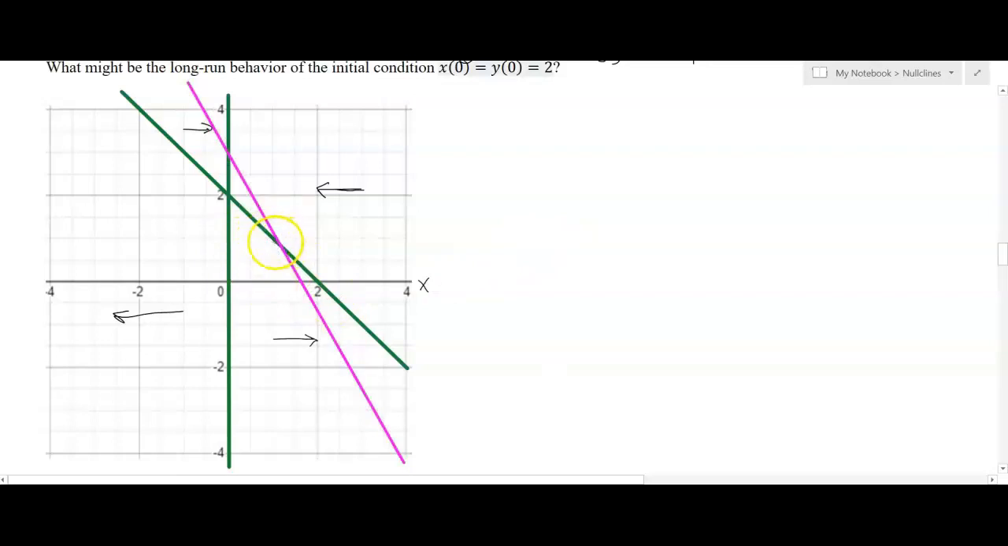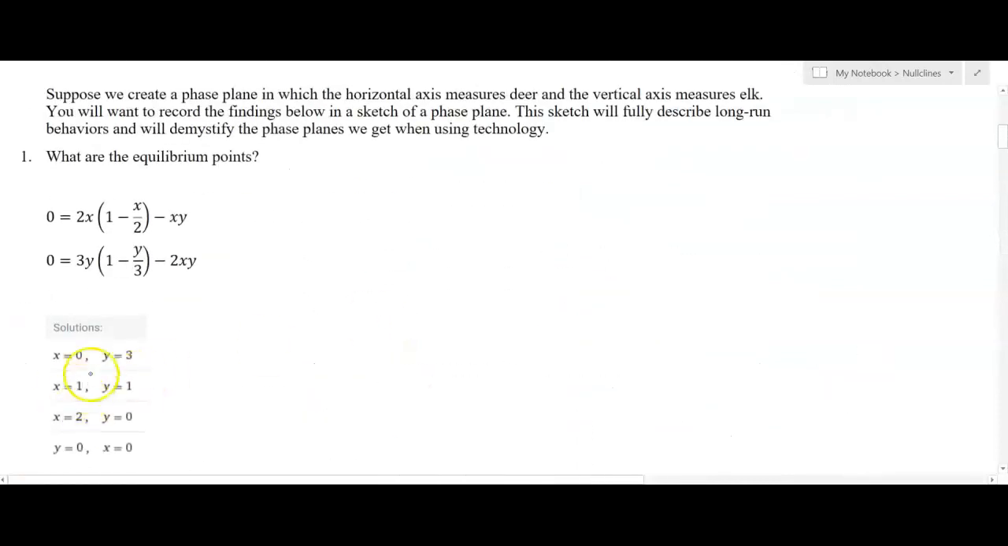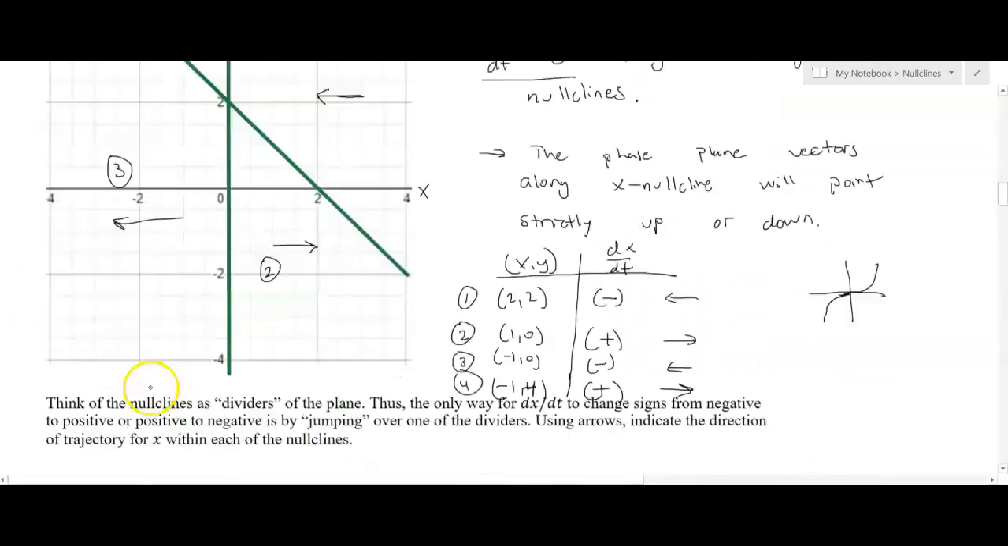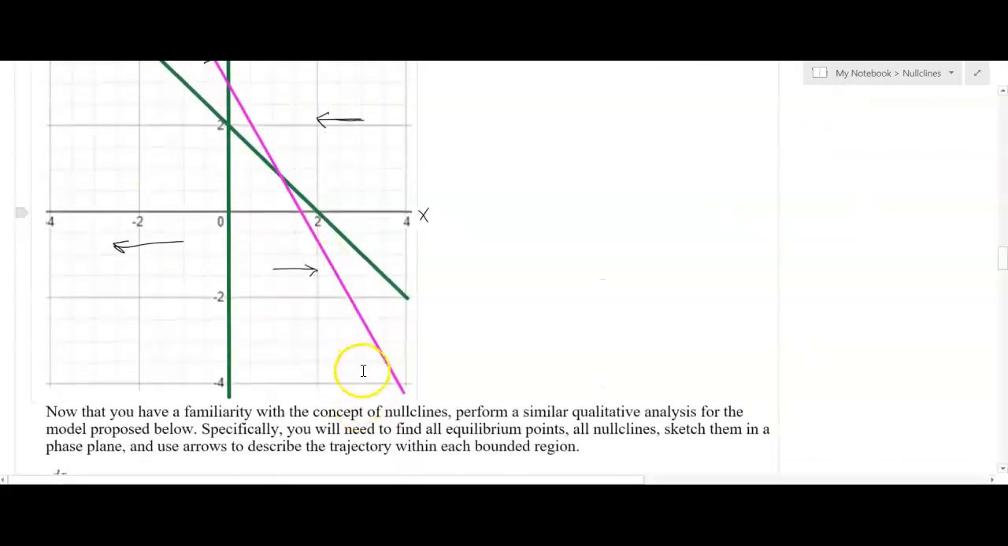So here you can see that these two functions intersect at the point 1, 1. Well, that's a Y nullcline and an X nullcline intersecting one another. And we said that when Y is in a nullcline state and X is in a nullcline state, that's an equilibrium point. And so you'll notice that that is actually one of our equilibrium points. That's the equilibrium point 1, 1 that we obtained right here. Very nice. So it turns out that there is a connection between nullclines and equilibrium points.